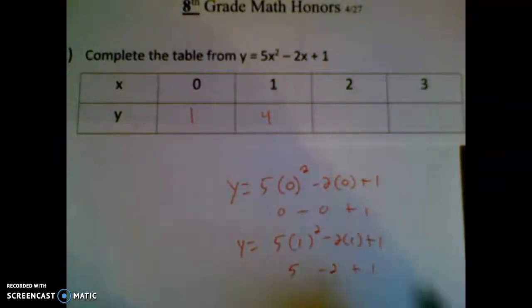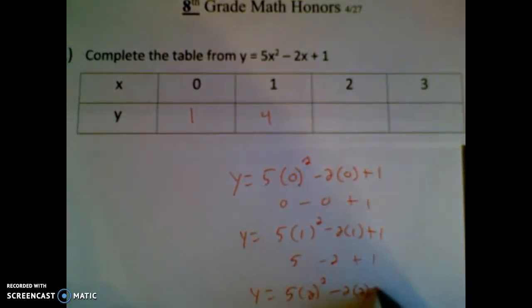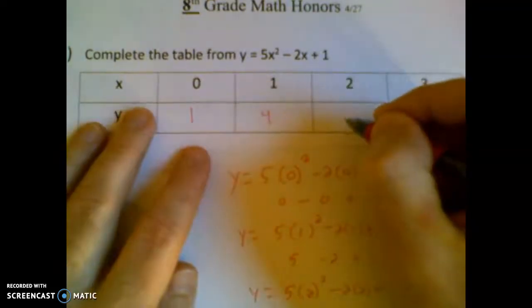And then if x is 2, you make everything 2. Here are the x's, 2. So you go y equals 5 times 2 squared minus 2 times 2 plus 1. So 2 squared is 4, times 5 is 20, minus 4 plus 1, and you get 17.